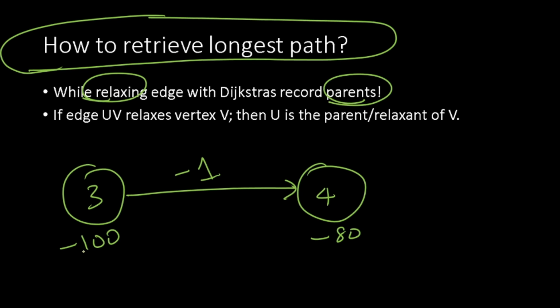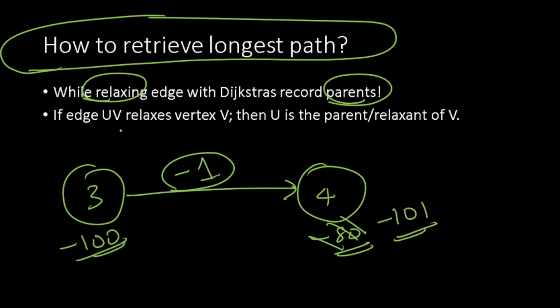Essentially what that means is, the distance to 3 was -100 from the source. The distance to 4 was -80 from the source. We are able to perform a relaxation here. -80 is converted to -101. So when you are able to perform such a relaxation, we can say that the parent of 4 is 3. So by simply capturing the parents and doing a trace back, we'll be able to compute the longest path.